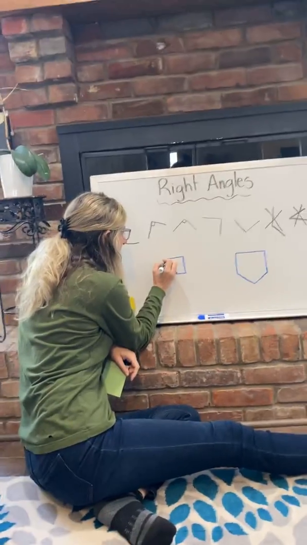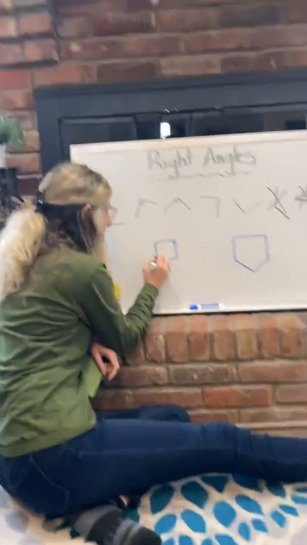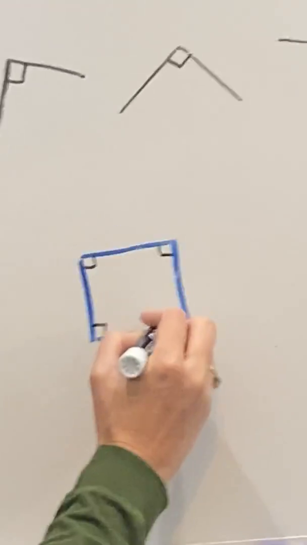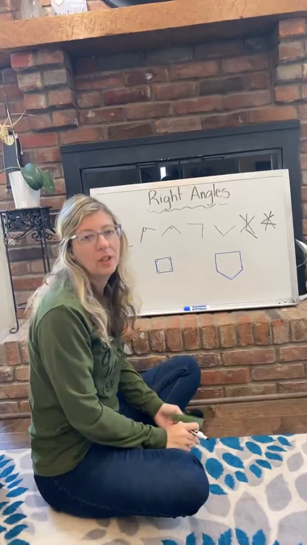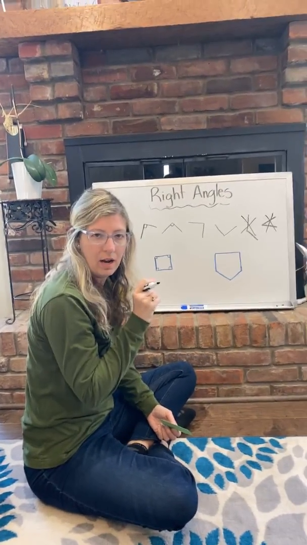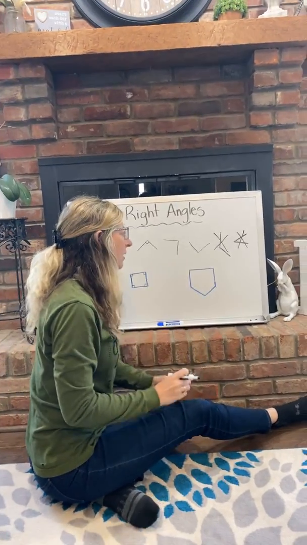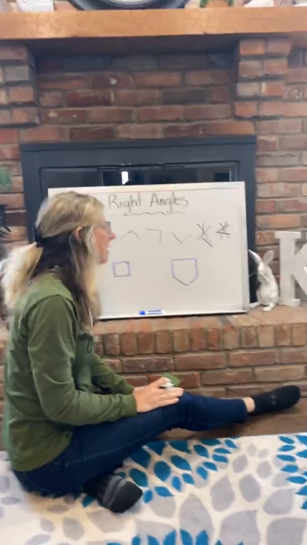So if I were going to draw the symbol in there to show that they're right angles, it would be little squares like this. So that means that they're right angles. So if you need to show me on your paper a right angle on a shape, you would draw that little square in the right angle. Let's look at this last shape here. Look at that shape and see if you can figure out how many right angles it has.